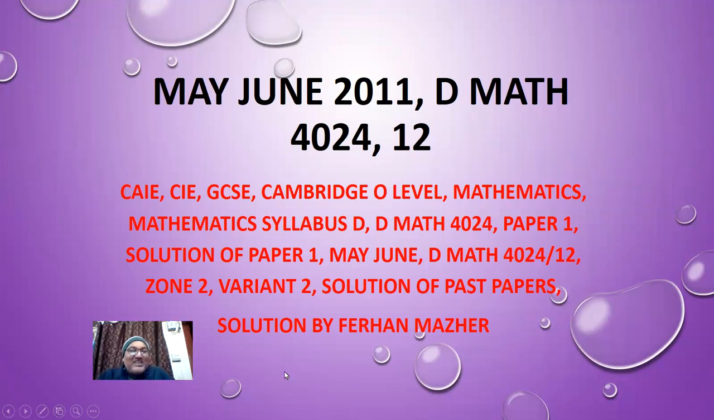So, my dear students, today we have done the May-June 2011 D Maths 4024/12 paper. The time allowed was 2 hours, calculator was not allowed, and there were 26 questions. We have done all of them. I have tried my best to solve them and explain them to you. So you, my student, sitting at home, if you have a hard copy of that paper, you can also do that paper.